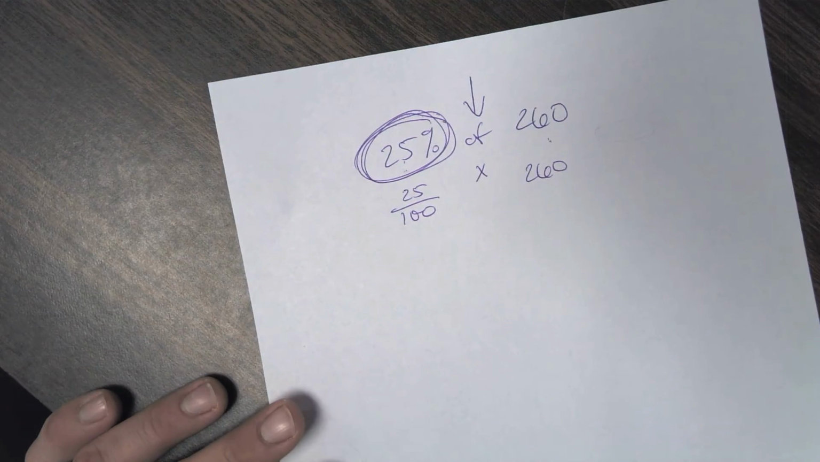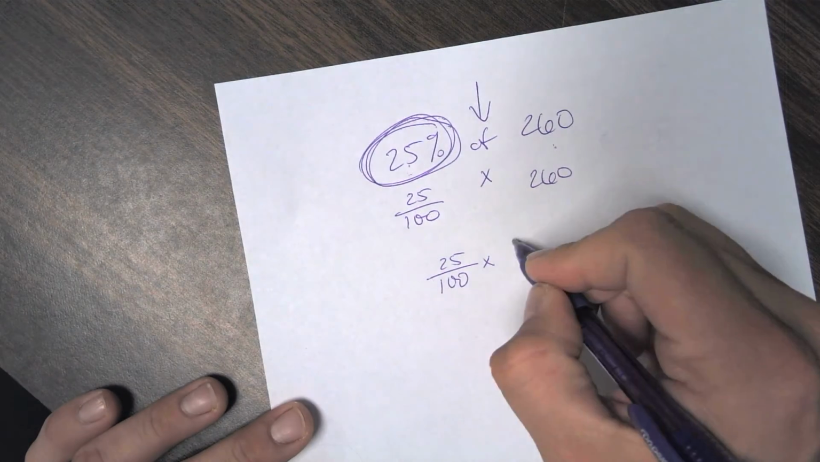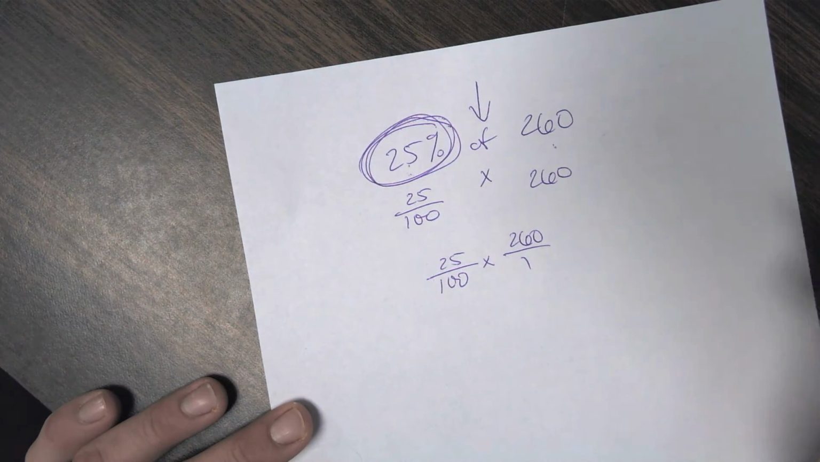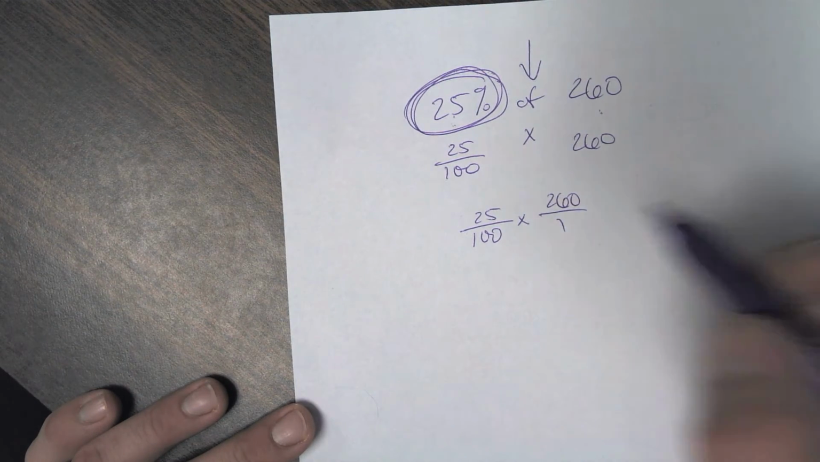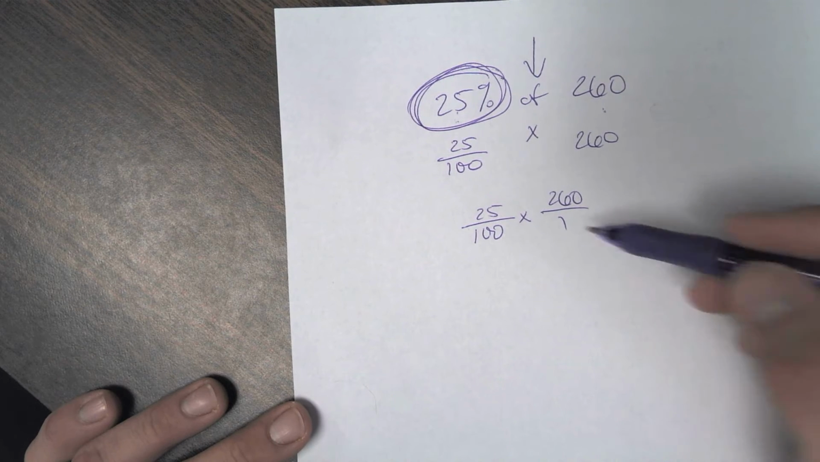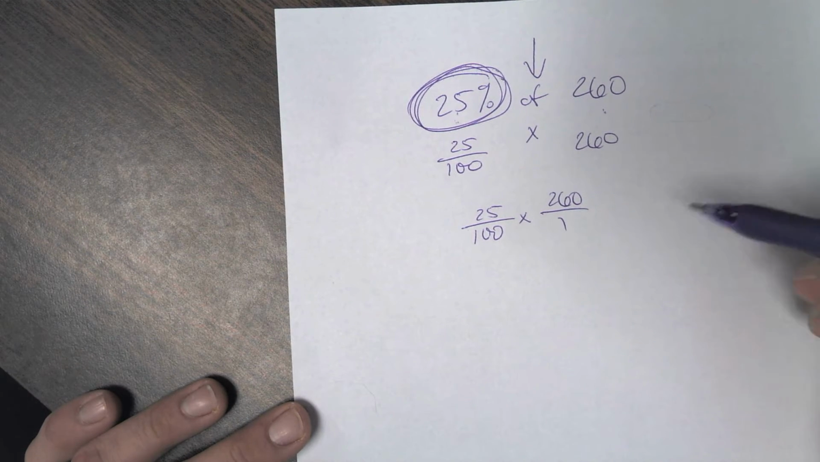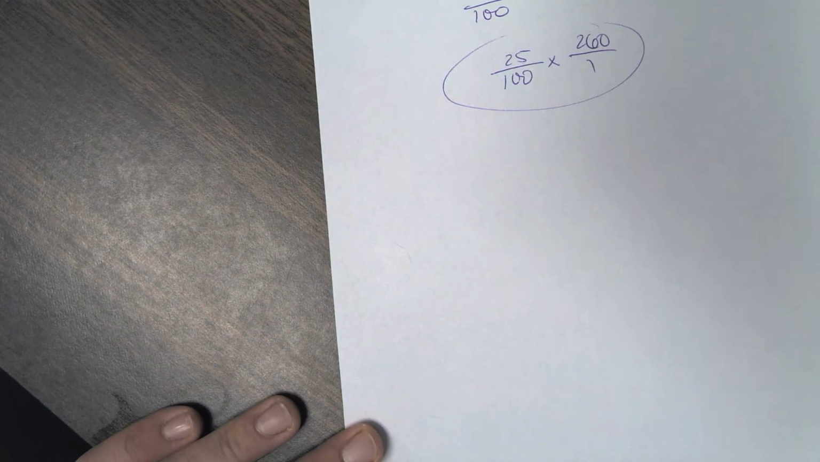So when we multiply this out, you have 25 over 100 times 260 over what? 1. All whole numbers are over 1. Then you just multiply it out. This is perfectly fine, but it is more confusing when you start adding fractions in. It is totally up to you. If you like this way, go ahead and use it. I like the other way. I like using decimals. So all you would do there is just multiply that and get your answer.